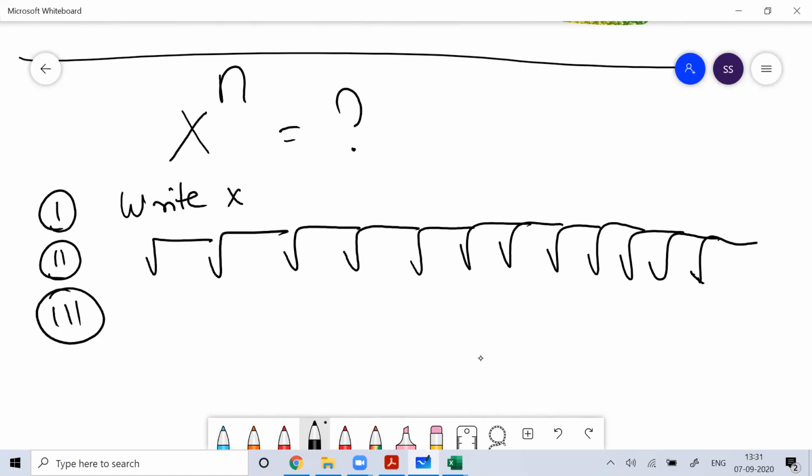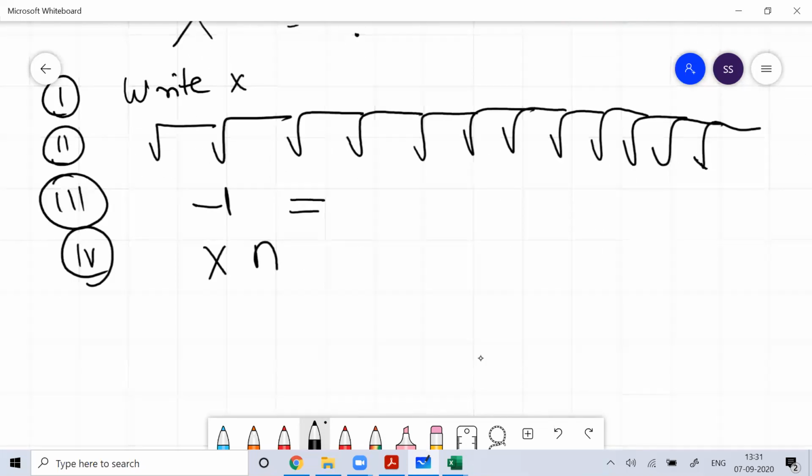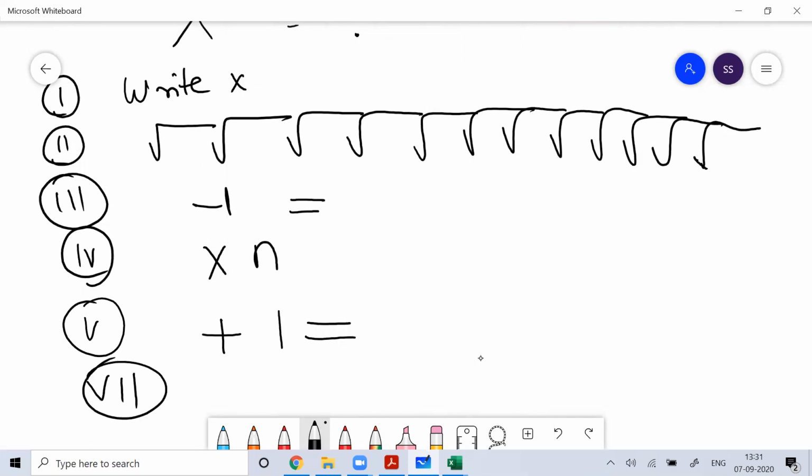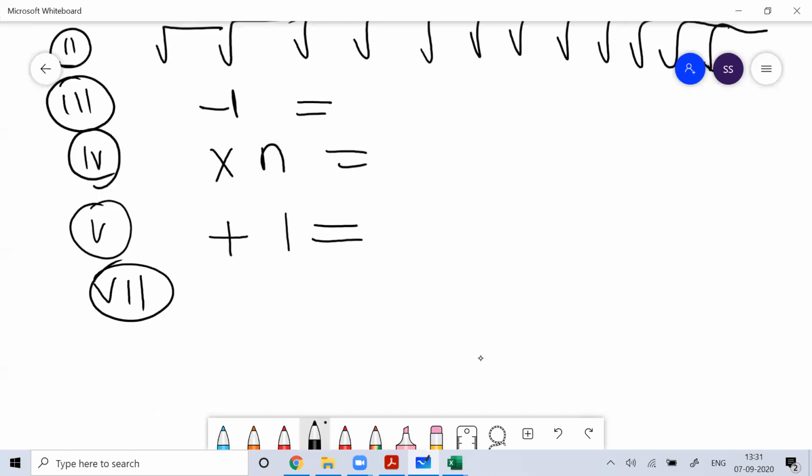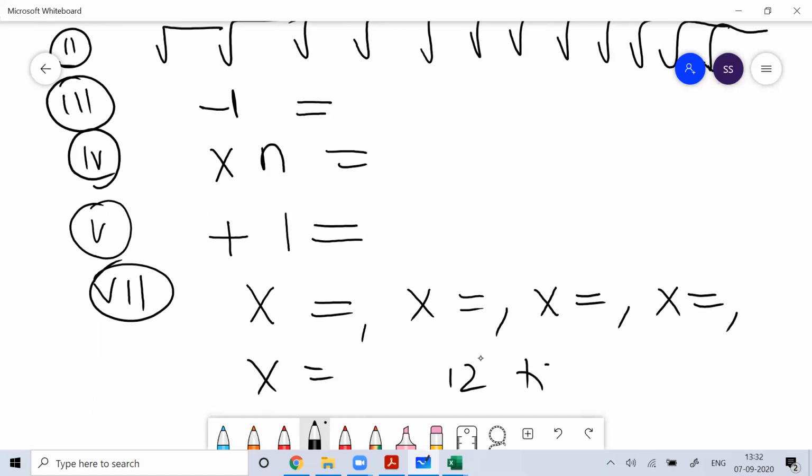Then minus 1 equal to. Then into the power, whatever is your power, into n equal to, then plus 1 equal to, and then into equal to, not comma. So into equal to, into equal to, into equal to. Do it 12 times. If you do this, you'll get the answer.